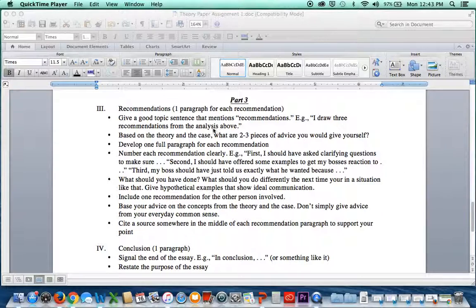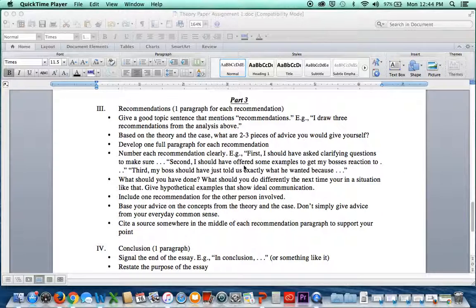Part 3 is recommendations. That's where you have 1 paragraph for each recommendation. That means you're going to have 2 to 3 recommendations total. 1 or 2 for you and 1 or 2 for the other person or people involved in the case, and that gives you 1 paragraph each. In each of those you're going to cite a source from the book to support your idea, give some detail, and make sure you word this as advice for you and the other people in the case.